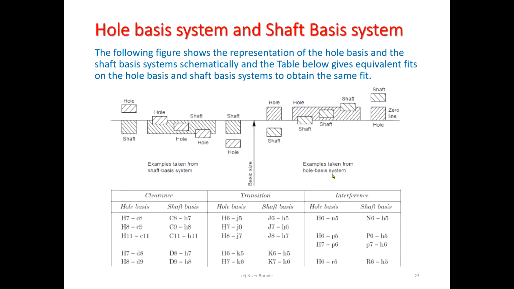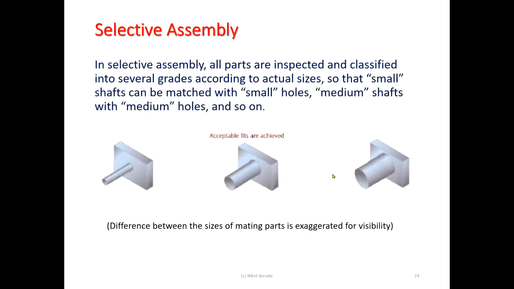So that is about the hole basis and the shaft basis system. Now generally we said we want random assembly for assembly line production, and you should be able to randomly interchange parts. Parts should be interchangeable, and that should be random.